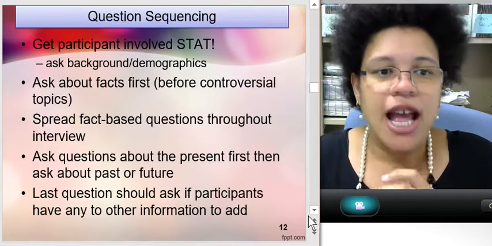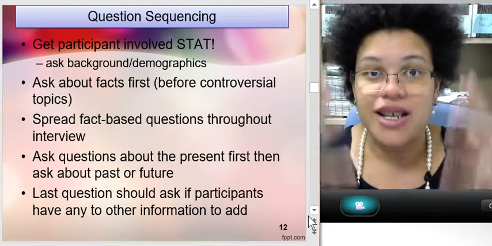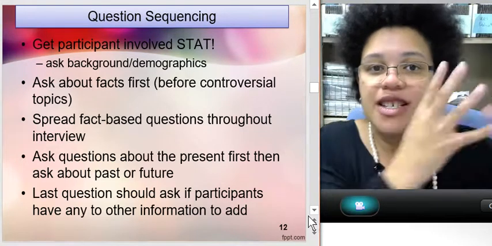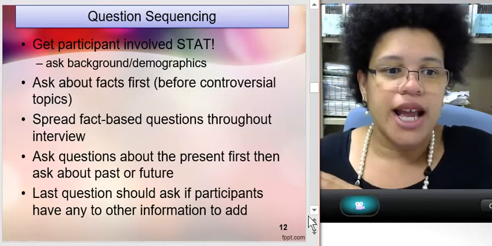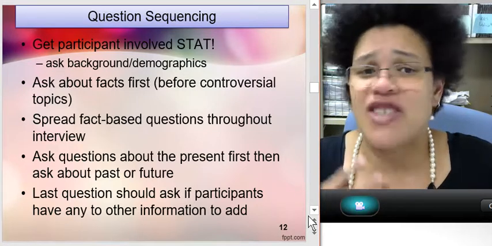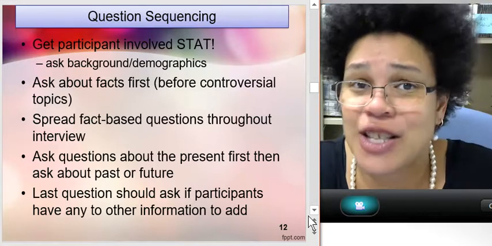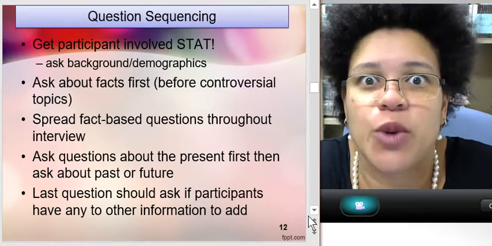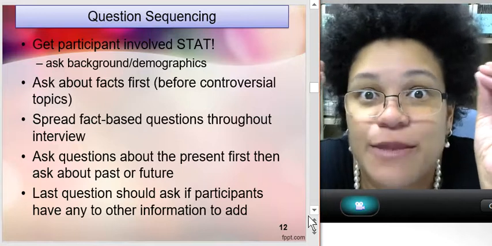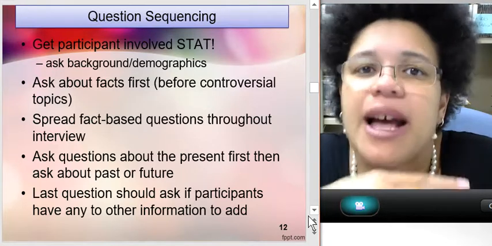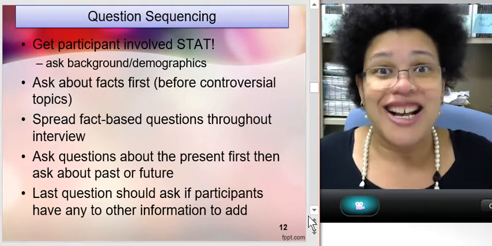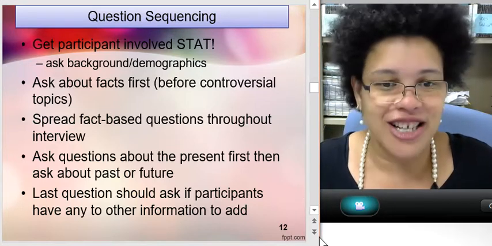Ask about the present first. And then you can work backwards into the past or forwards into the future, into hopes and dreams. And finally, always ask if there's anything else that the participant wants to add. Sometimes that's where you get your juiciest tidbits. Is there anything I haven't asked you about that you'd like to tell me about? Because sometimes that can be really generative.